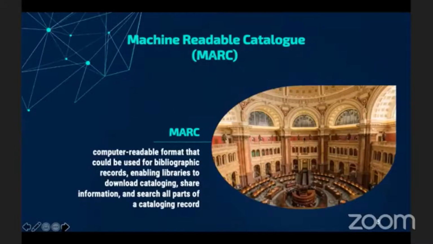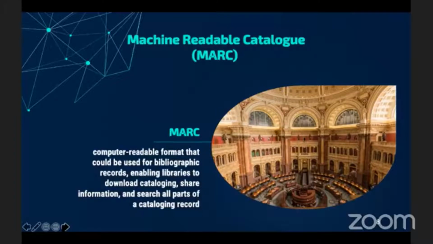Now, I would like to just start with the MARC because a lot of us have forgotten what happened in the 1960s. In the 1960s, the Library of Congress developed the machine-readable catalog, which is called the MARC. Their intent was to create a computer readable format that could be used for bibliographic records, enabling libraries to download catalogs, share information, and search all parts of the catalog record and things like that.